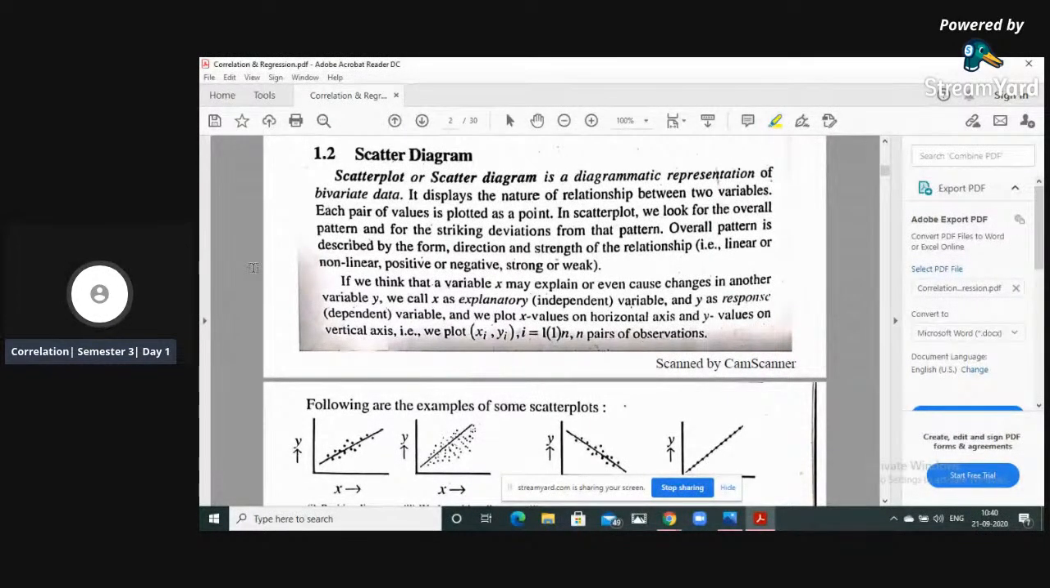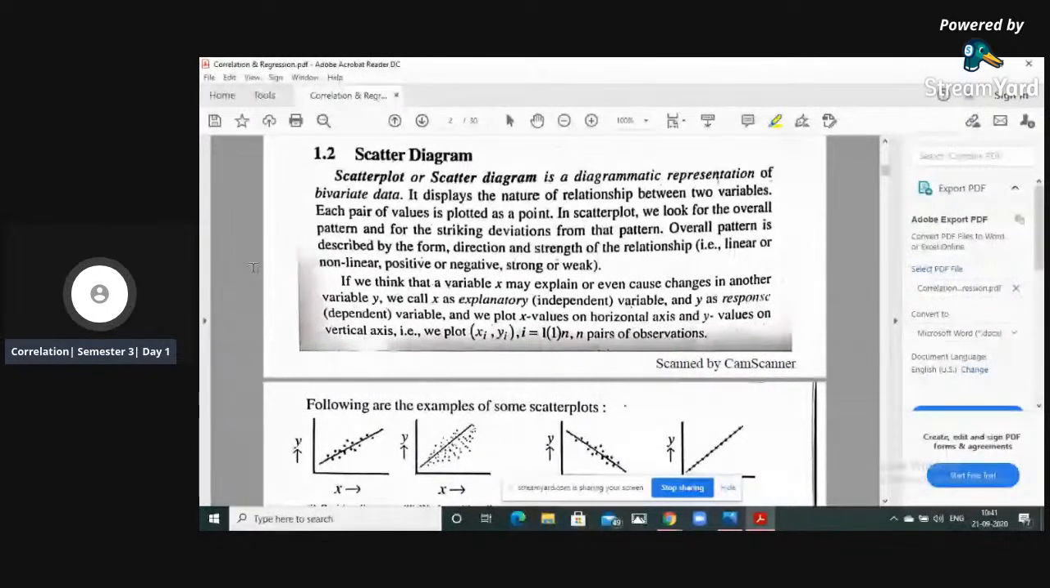the nature of relationship between the two variables, how each pair of values is plotted as a point on the graph paper. So in a scatter plot, we basically look for the overall pattern and for the striking deviations from that pattern. Overall pattern is described by the form, direction, and strength of relationship. That is, whether it's linear, non-linear, positive or negative, strong or weak.